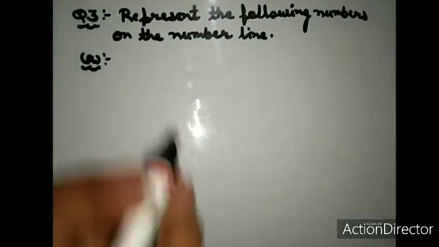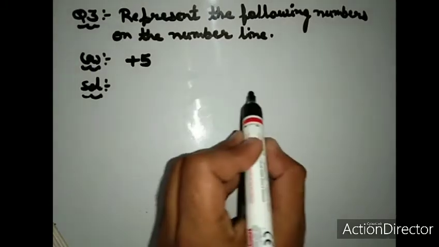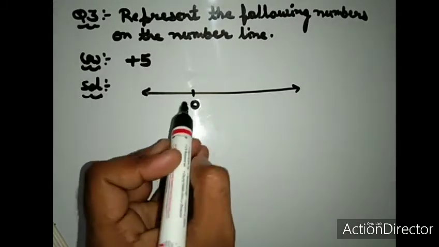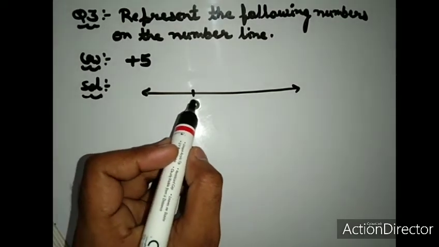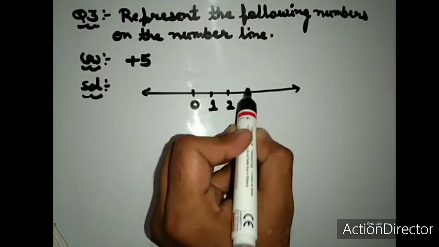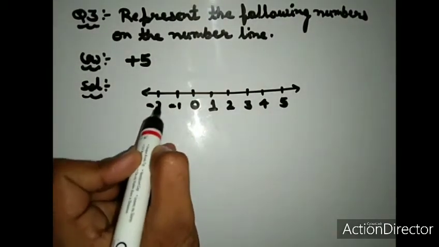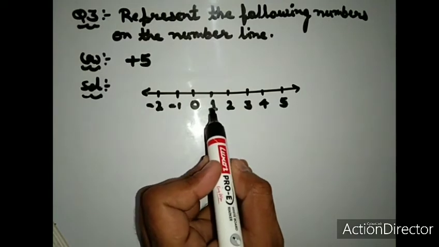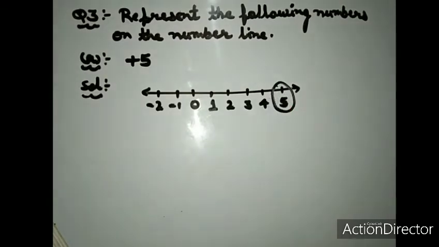Right? So here, plus 5. First we draw a line, and here we take 0, and now you all know that we mark negative numbers on the left hand side of the 0 and positive numbers on the right hand side of the 0. So here we write 1, 2, 3, 4, 5. Now here minus 1 and minus 2. So here plus 1, plus 2, plus 3, plus 4 and plus 5. So here we circle this number on the number line.